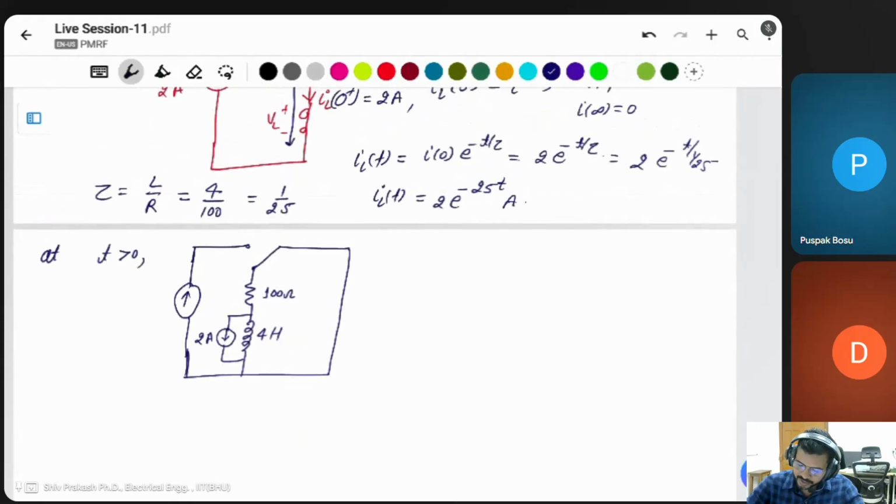Then you have to find the voltage of the inductor, it means this voltage, VL, and the current is flowing like that. Then you can say this is the positive, this is the negative, VR is there. Then what is the VL? You can say VL is equal to negative of VR, since positive is connected to negative. And what is the voltage across the resistor? Resistor into current, the same 2 ampere current flowing through it.